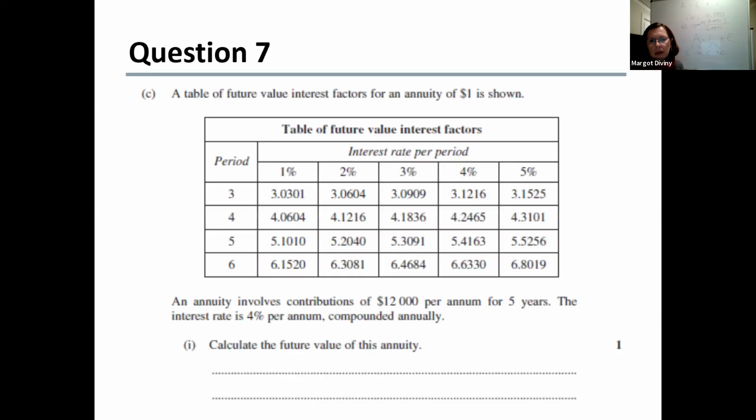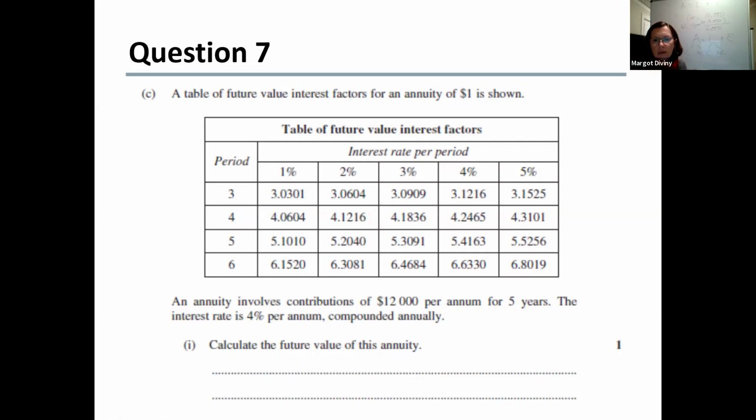And this last one relates to annuities, and we'll do this in about week 3. So an annuity is where you pay or receive the same amount of money for a fixed number of periods. So in this example, you're paying $12,000 a year, every year for 5 years. If you can earn 4% per annum on that money, what is it worth in 5 years' time? Is basically what it boils down to.